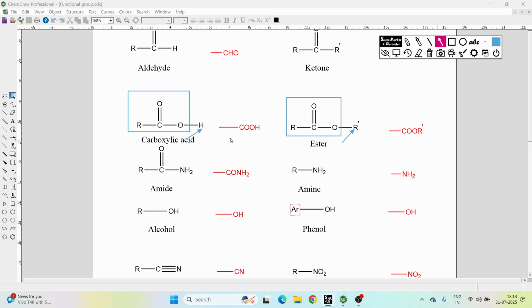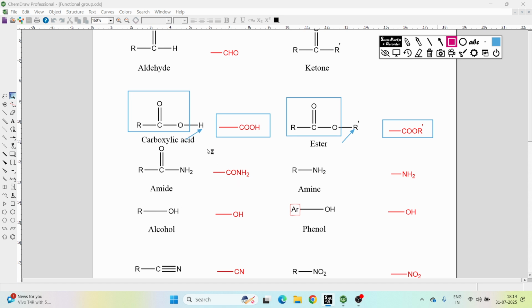So now, do you understand? If a compound has this particular group, COOH, then it is an acid. What type of acid? Organic. We don't just say acid, we say carboxylic acid. And here, if a compound has this as the functional group, then the compound has to be an ester. We come to the next derivative.